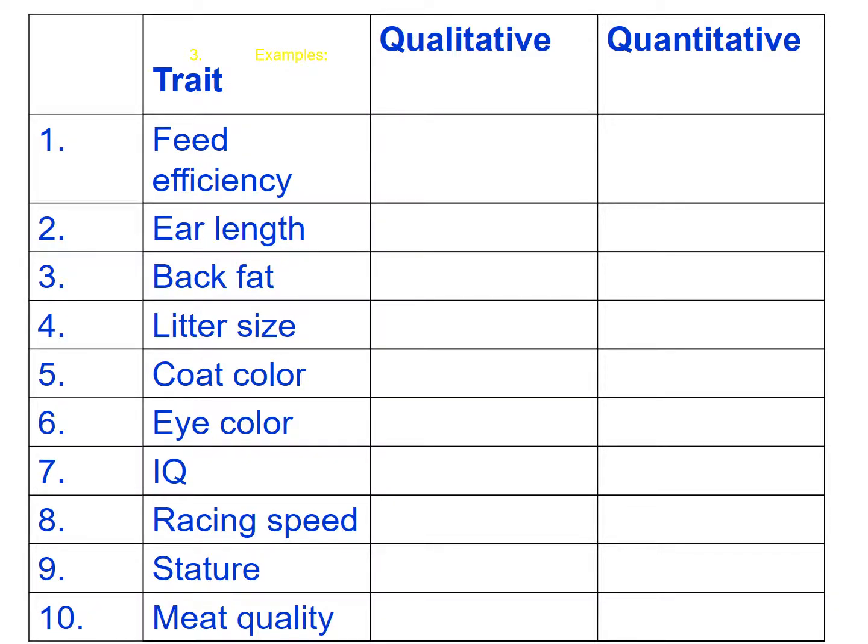So here we have just a list of 10 different traits that we may have in livestock or companion animals. And at this time, I'd like you to just take a little time and decide, is this a qualitative trait or quantitative trait? Is it influenced by a few genes or a lot of genes? Is it influenced a lot by the environment? And just kind of mark out where you think the animals go.